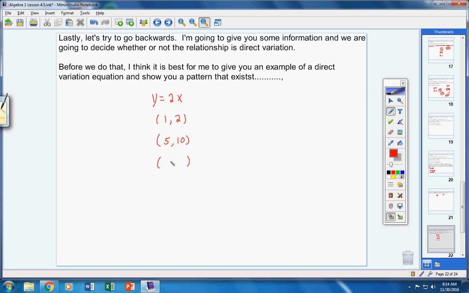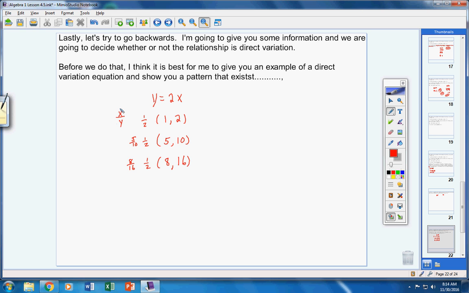Now, let's say I put 8 in for x. I'm just picking these numbers at random. It really doesn't matter what numbers you pick. Okay? Put an 8 in for x. 2 times 8 is 16. Got it? Now here's the pattern I want to show you. Let's say you put your x over your y. X over y is 1 half. 5 over 10 reduces to 1 half. 8 over 16 reduces to 1 half.